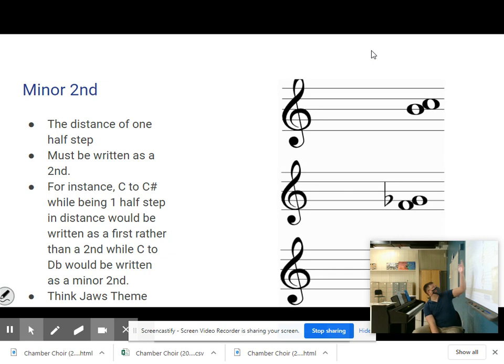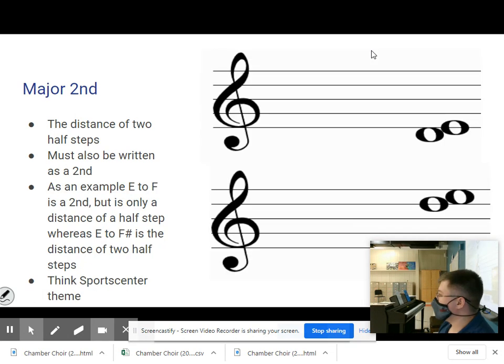But the reason that we wouldn't call C to C sharp a minor second is because it's a first. The reason it's a first is because it's the same letter, right? So if it's a second, it has to be a letter apart. So it has to be C to D. So that's why C to D flat would be a minor second. C to C sharp is not a minor second. Musically, we think of the Jaws theme. So that's our minor second.